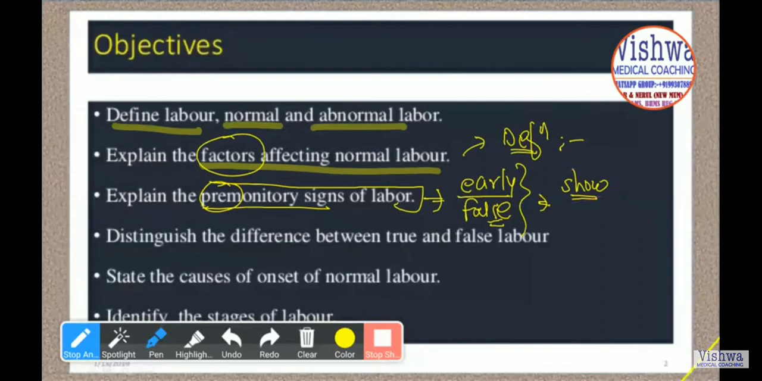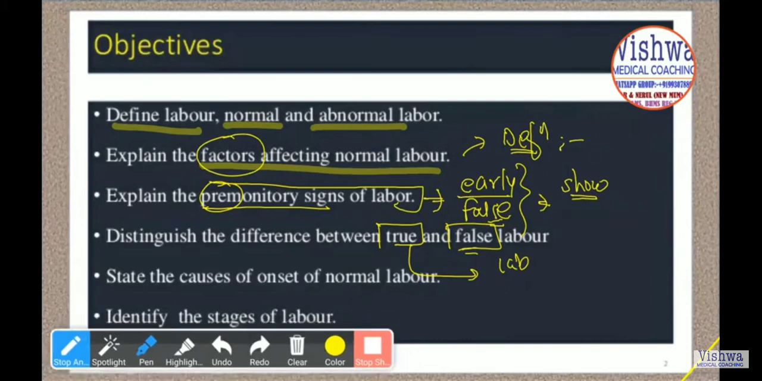In this particular lecture, we are also going to differentiate between a true labor and a false labor. That is, true labor contractions as well as false labor contractions. That means we have certain criteria by which the labor is a false labor, where the contractions are not going to lead to the delivery of the baby. That is the true as well as false labor.